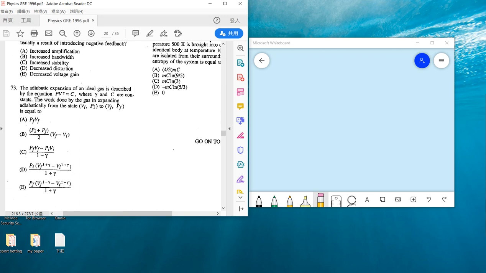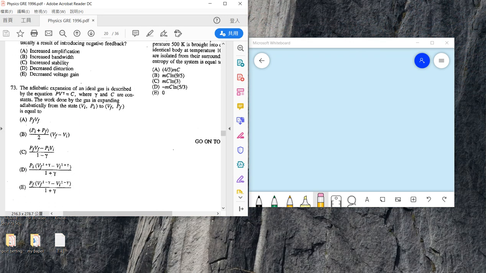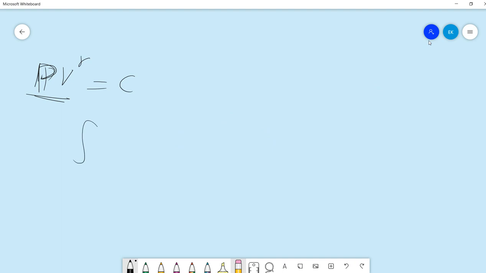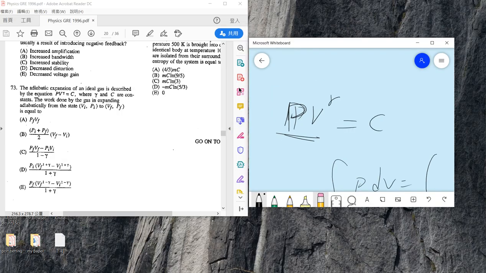So 73, an adiabatic equation which is defined by PV gamma. It's very nice that somebody gave you the answer. In other GRE exams, PV gamma for an adiabatic equation, this term at least you need to remember. And then it asks about the work, right? Work is what? PdV, right? So P is just C over V gamma, C over V gamma dV, and then we go from V1 to V2. Then this is the answer.